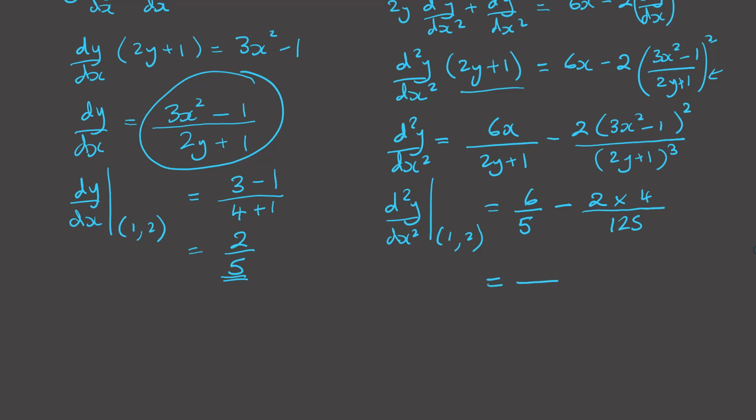So if we multiply top and bottom of that first fraction by 25, 6 times 25 is 150. Take away 8 over 125, and that gives me 142 over 125.